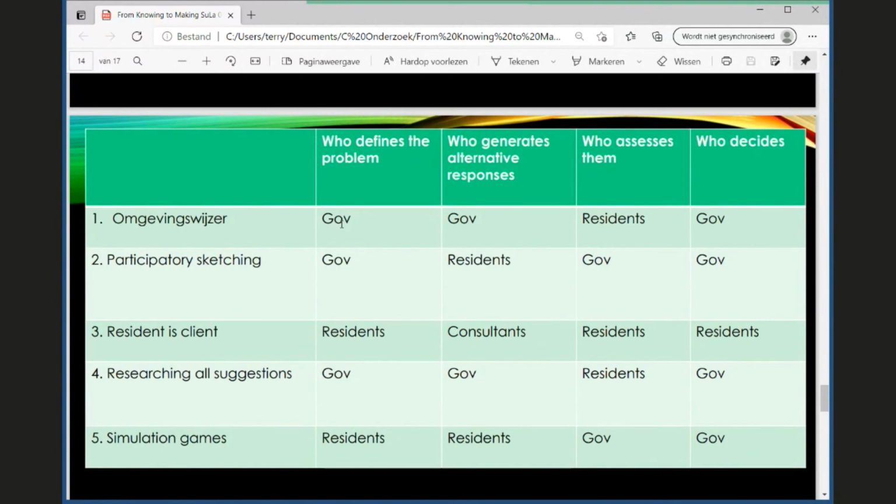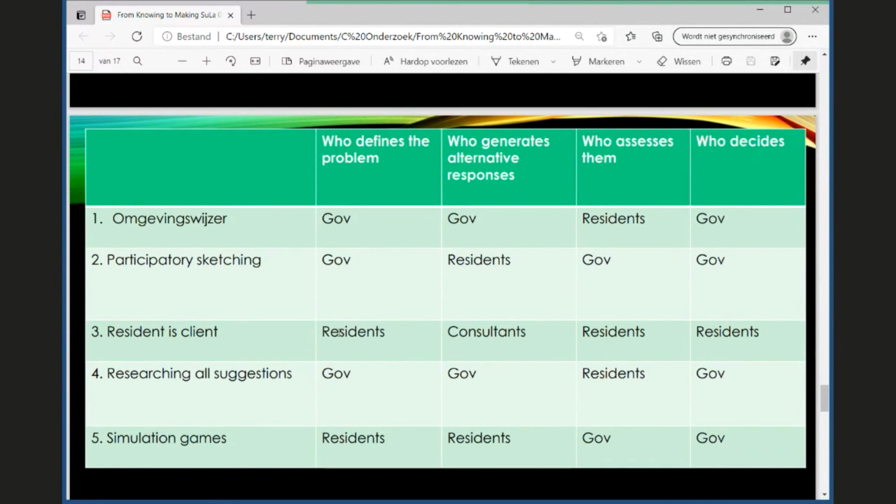Often the government says, hey guys, in this case of Marsum, we're going to upgrade that highway. That's just going to happen because it's a problem otherwise. And then the government also generated some responses, but the residents assessed them and infused them with new ideas.